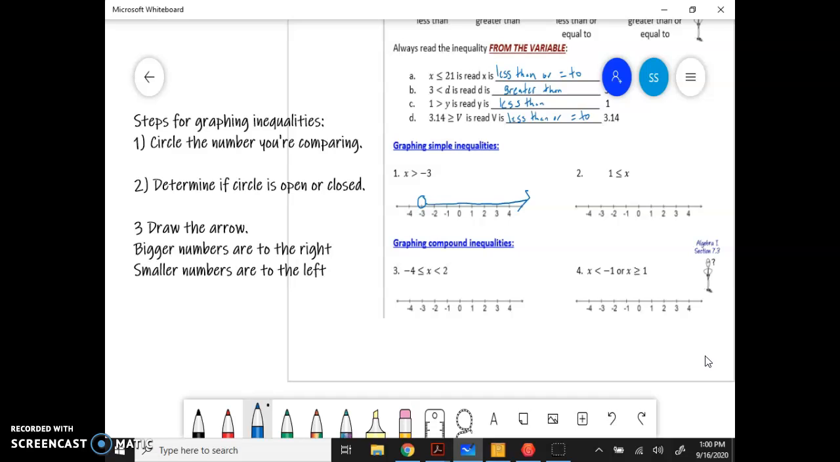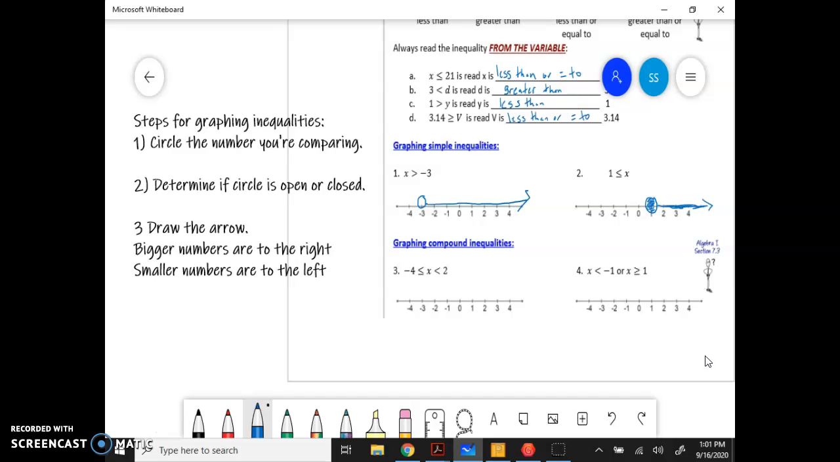Okay, let's try another one. Let's circle the number that we're comparing. That is 1. Determine if it's open or closed. There is a line underneath here, so it is a closed circle. Now we say, the mouth is eating the x, right? So that must mean the x is bigger, and bigger numbers are to the right. Okay, all right.